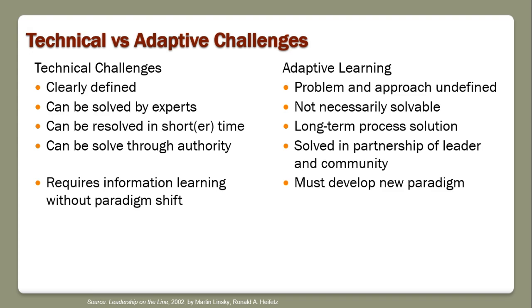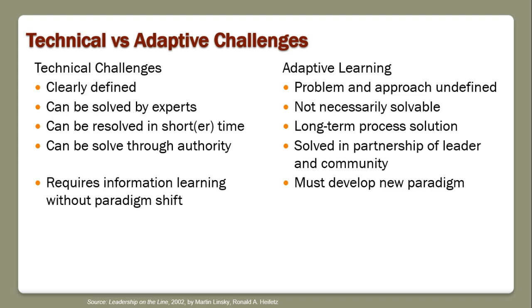Adaptive learning, though, is a problem and approach that are often undefined, not necessarily solvable, a long-term process solution, solved in partnership with a leader in the community, and must develop a new paradigm. For example, trying to solve poverty. That's not just a technical problem. That is a very interactive problem. That's an adaptive learning problem. So more and more, the problems that society is facing are what's called adaptive.